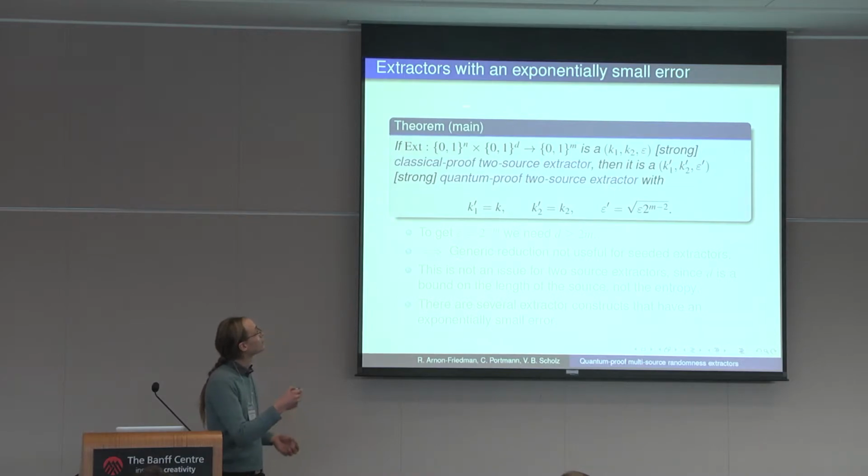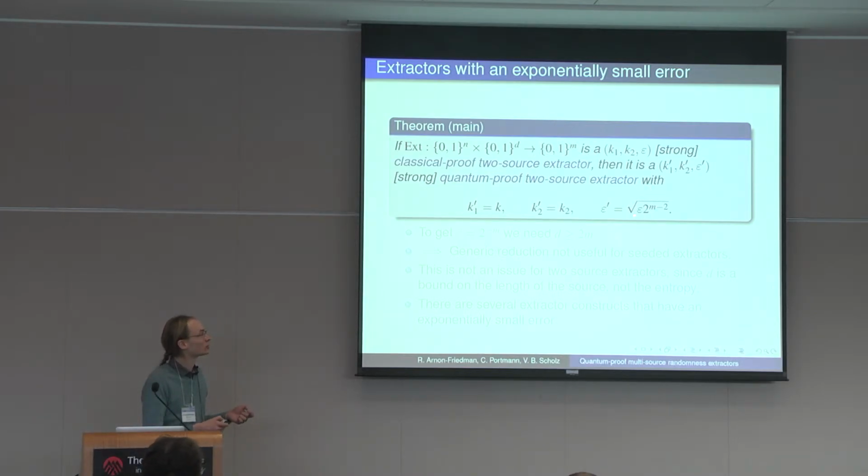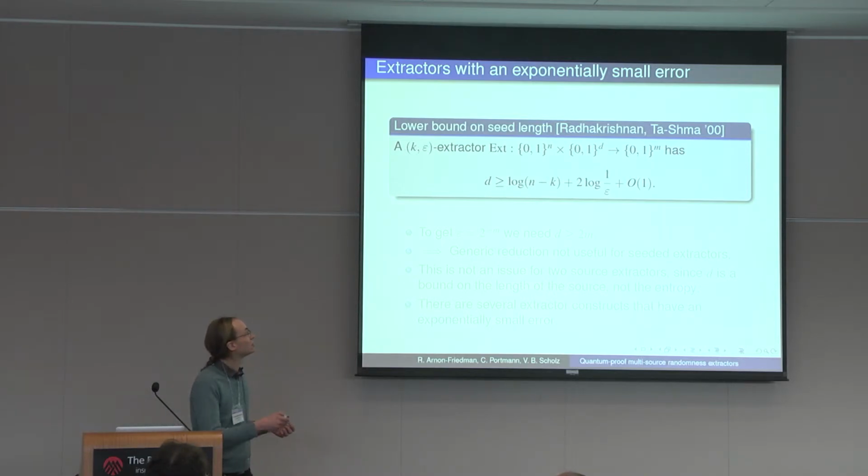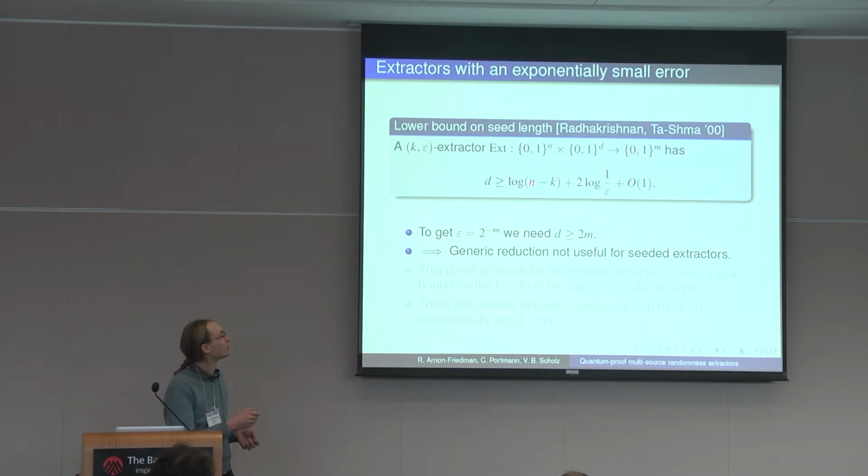So now we go back to the theorem. We have this exponential blow-up. And if we actually want to use this to get a useful construction, that means you have to start with a construction where epsilon is exponentially small. And there's this bound on the size of the seed, which has been shown for seeded extractors, but of course it also works for two-source extractors, which says that the size of the seed is lower bounded by this. And the term we're actually interested in is simply this one. So if we want to get something which is exponentially small here, if we plug 2 to the minus m in here, we'll find that our seed has to be greater than 2 to the m.